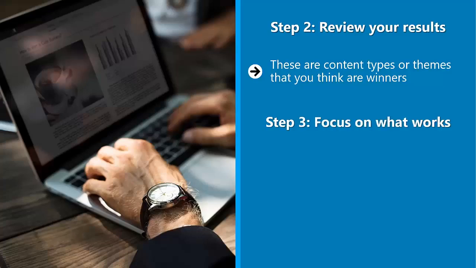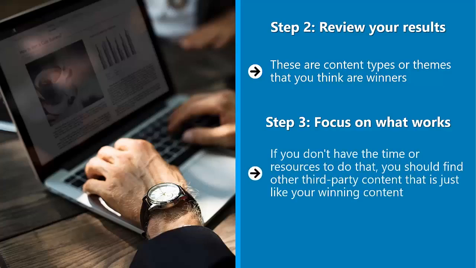At this stage, you should have a clear understanding of what truly works. These tweets are no joke. If you tweet this type of content, you can rest assured you will get quite a bit of engagement and click-through from your Twitter feed. You need to create more of this type of content. If you don't have the time or resources to do that, you should find other third-party content that is just like your winning content. Focus on what works.